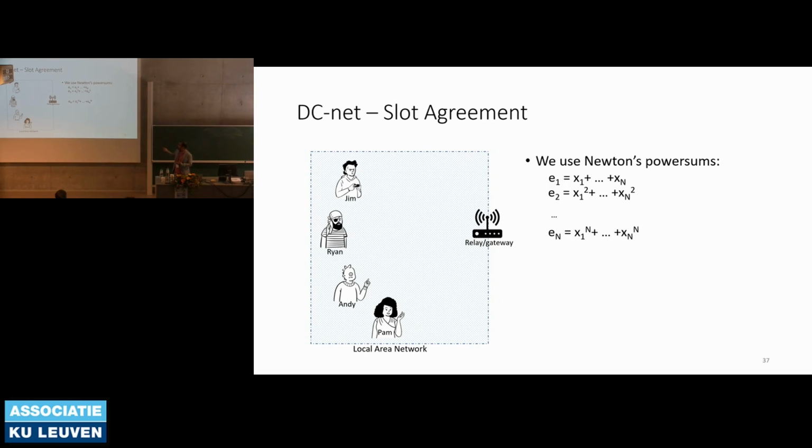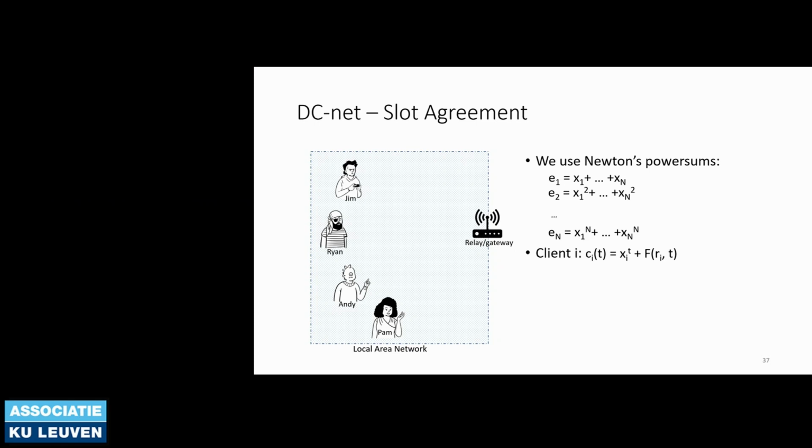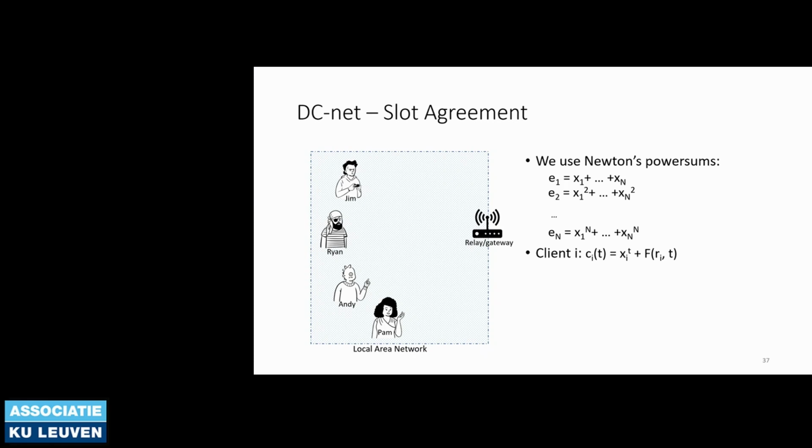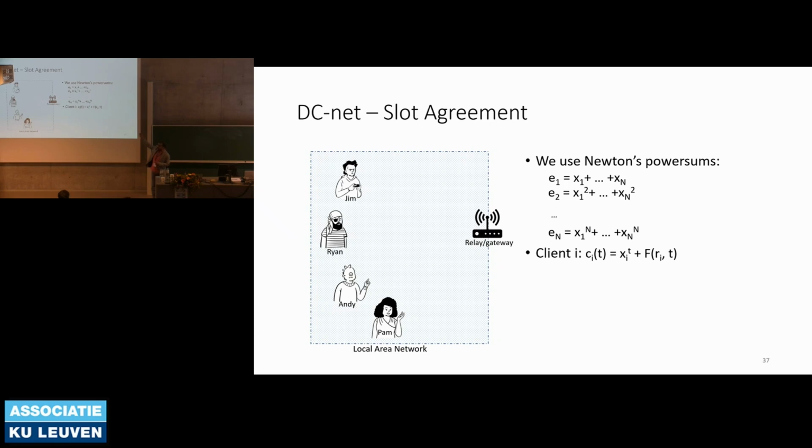And then what the users need to do, every round has to have n slots for n users. So for every client, each client will compute n values. So basically they will raise their message to different powers, power 0, power 1, power 2, power 3, power n. And they will add the corresponding additive homomorphic PRF. And instead of the tag, they will use the slot number. And then send it to the gateway. So does everyone else. Then we don't need to solve the slot agreement problem.